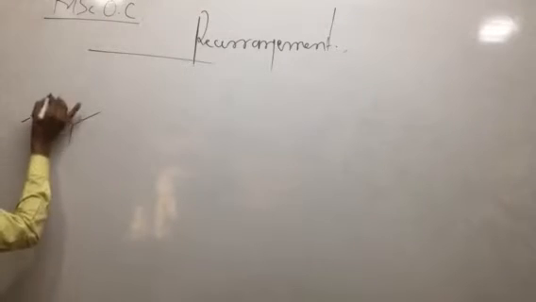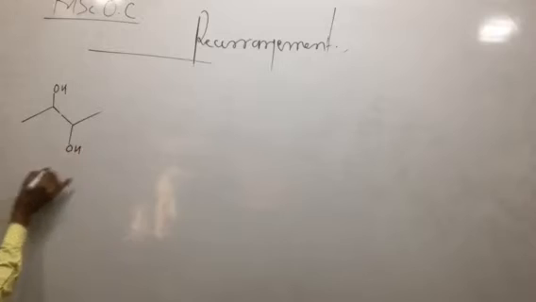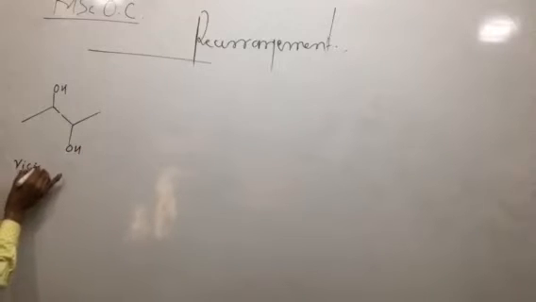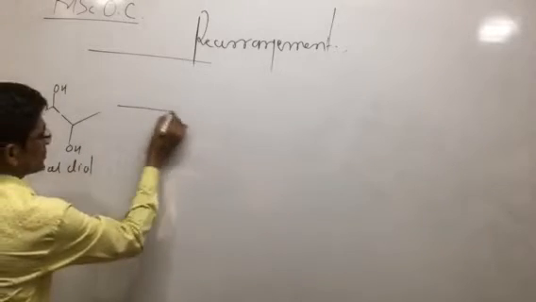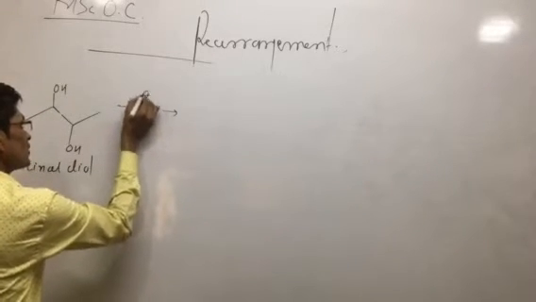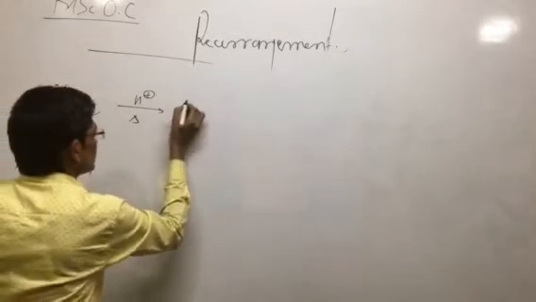If we are having the starting reactant molecule, what is it? Vicinal diol. This reacts with acidic condition. The condition of this reaction is acid. What is the product?